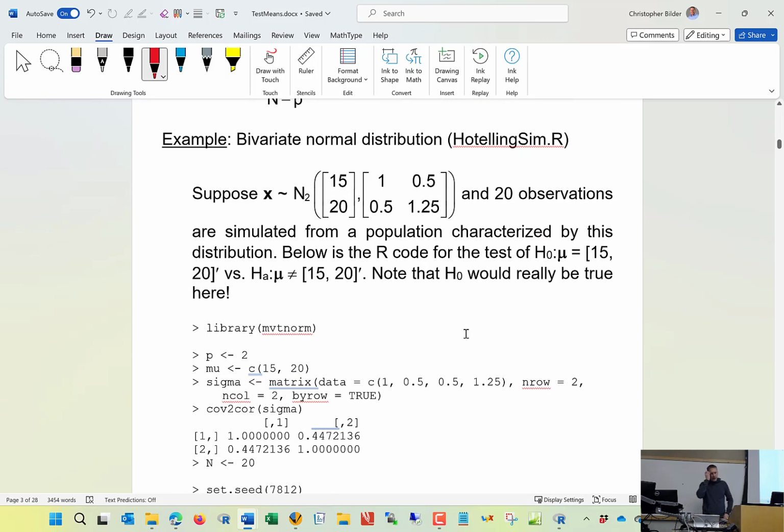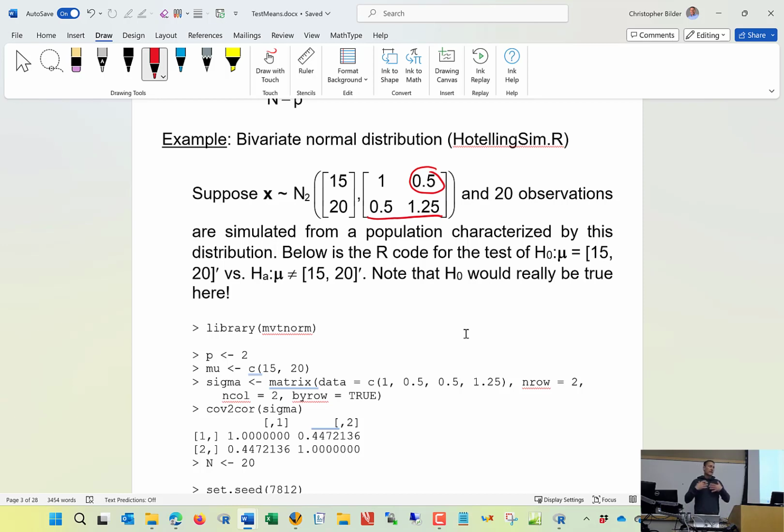So we can look at a really simple example here. Suppose, and I'm just going to simulate some data, we have a bivariate normal population. The mean is equal to 15 for the first variable, 20 for the second variable. Here's my covariance matrix here. So notice we do have some dependence amongst the variables.